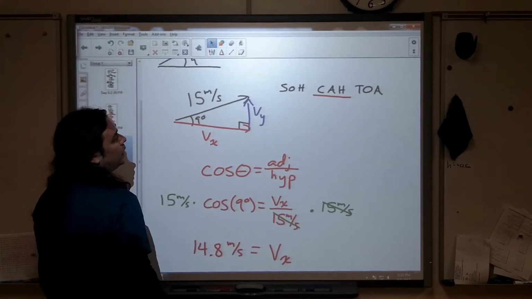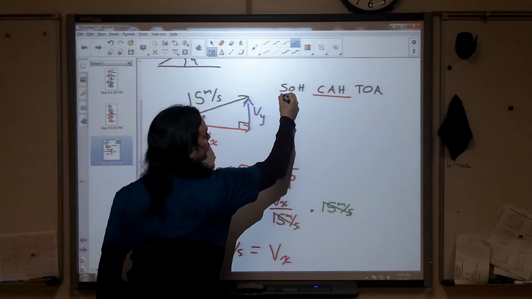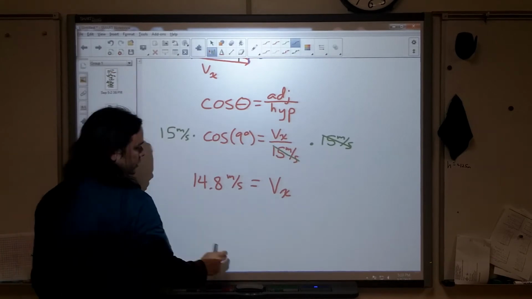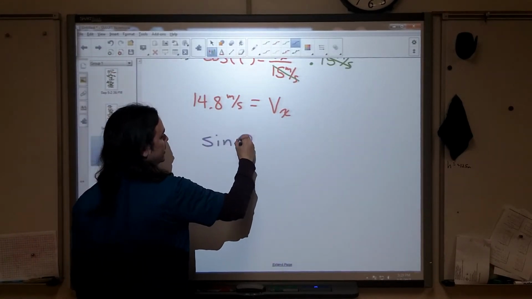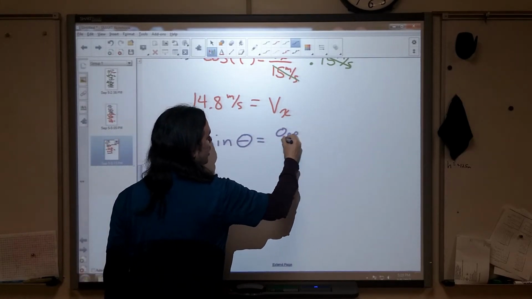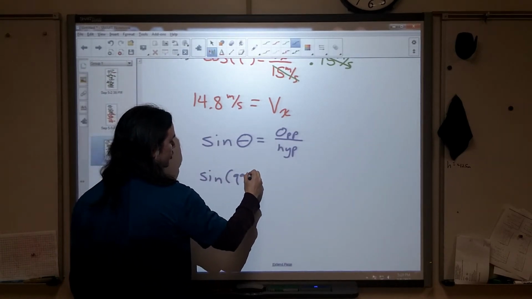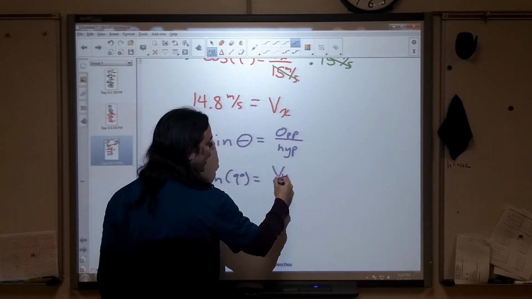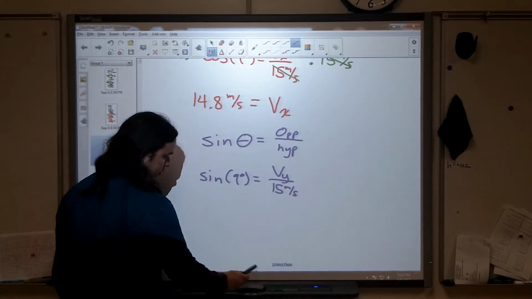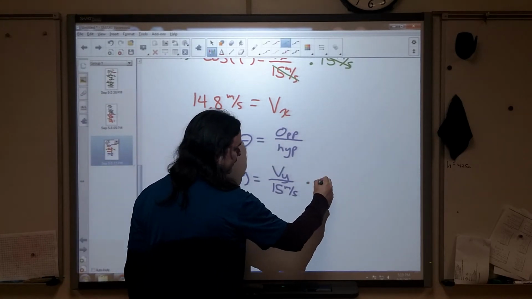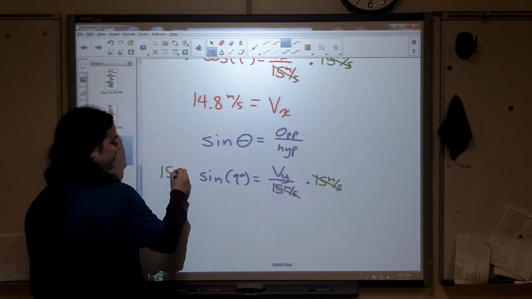And the second part of this question, as you might have guessed, is going to be, what is Vy? Well, in this case, the y component is going to be my opposite side. So part 2 is going to be basically what we did in part 1, except this time it is sine of theta equals opposite over hypotenuse. Well, if I write this out, we've got sine of 9 degrees equals Vy, my opposite side in this case, divided by 15 meters per second. I'm going to multiply by 15 meters per second, just like we did before to get Vy by itself. Got to do the same thing to both sides.